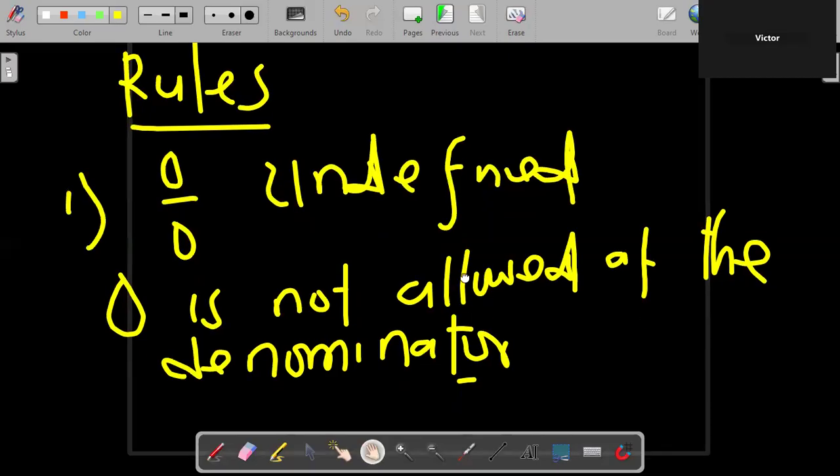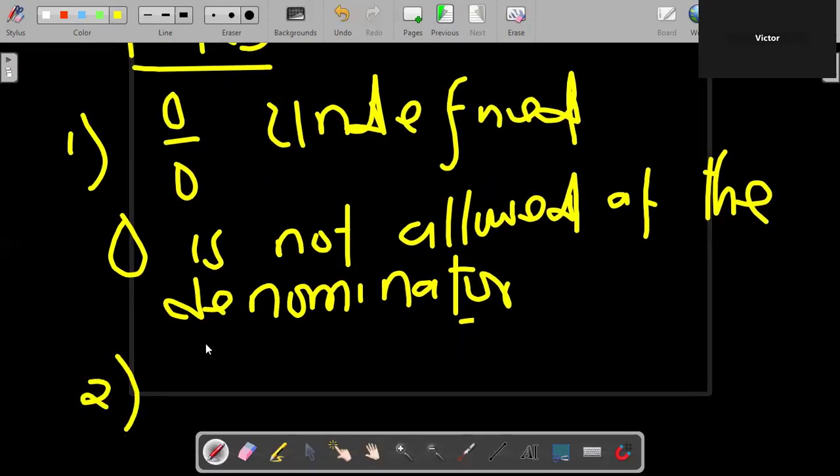But you can have 0 at the numerator. I can have 0 over 3, which is 0. But your concern should be that the denominator should never be 0. Do you understand? That should be your concern. The denominator should never be 0. Okay? So write that. Yes, write it.